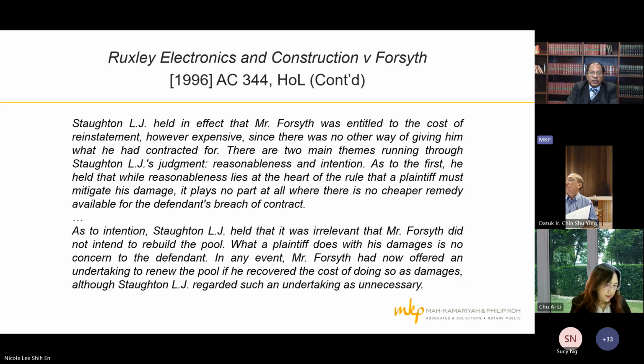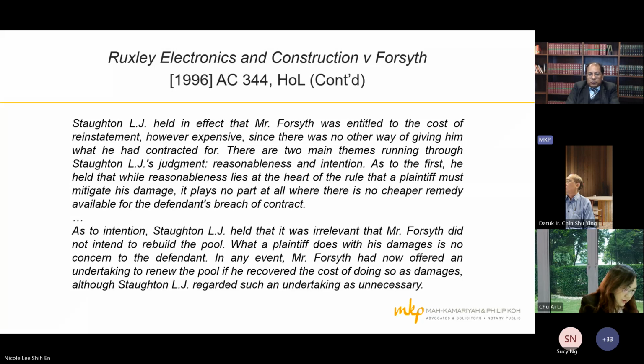So next slide, please. This carries on with the quotations. Let me just summarize it because I'm aware of time running. Essentially, what the House of Lords said is that there must be an element of reasonableness to damages, and that there are times when, if it is unreasonable to reinstate, then the proper measure of damages will be the loss of amenity. And in some cases, it was accepted that this loss of amenity will be essentially nominal.